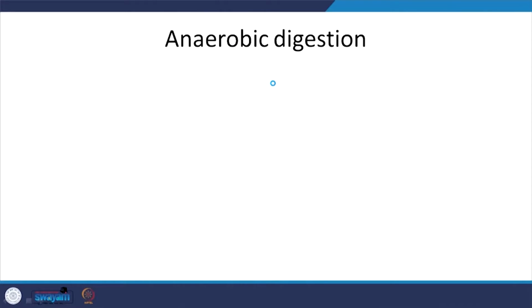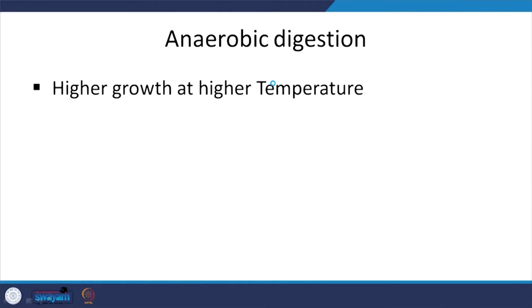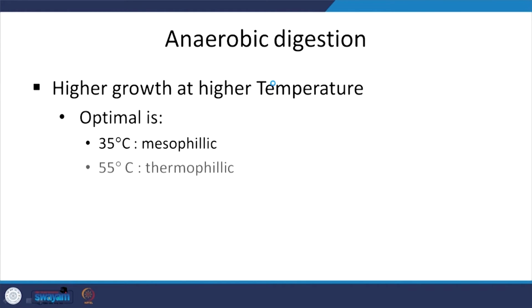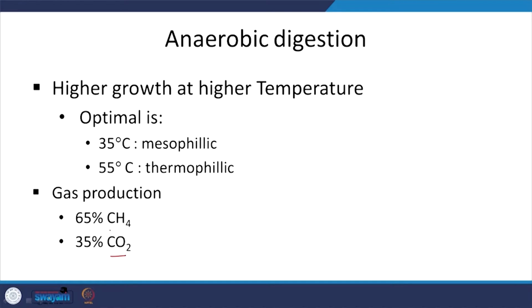Let us move on. So, anaerobic digestion, obviously higher temperature, higher growth, optimal, I guess you see this, and gas production is 65% methane and the other should be carbon dioxide. Yes, this is what we see. So, if you are trying to generate electricity or use this for different purposes, you can try to capture this CH4, but if the CH4 proportion is very less, then the calorific value of the gas, if I can call that calorific value, will be relatively less, right.